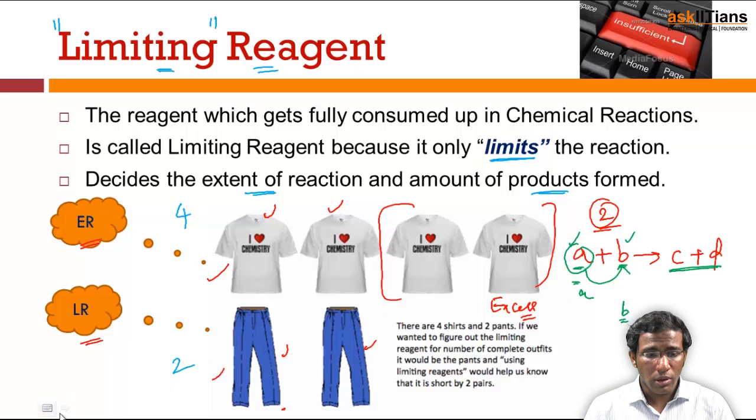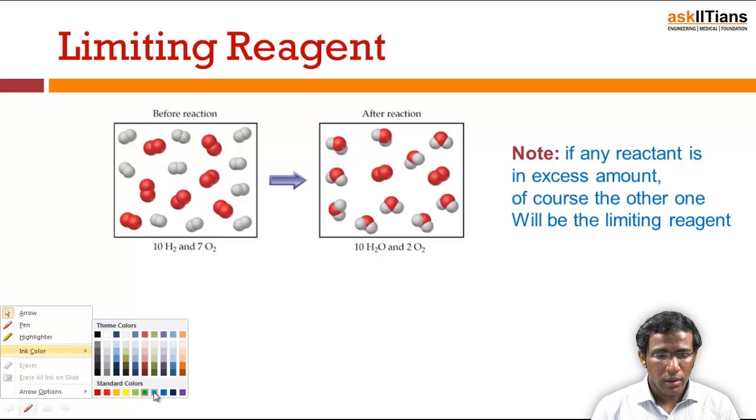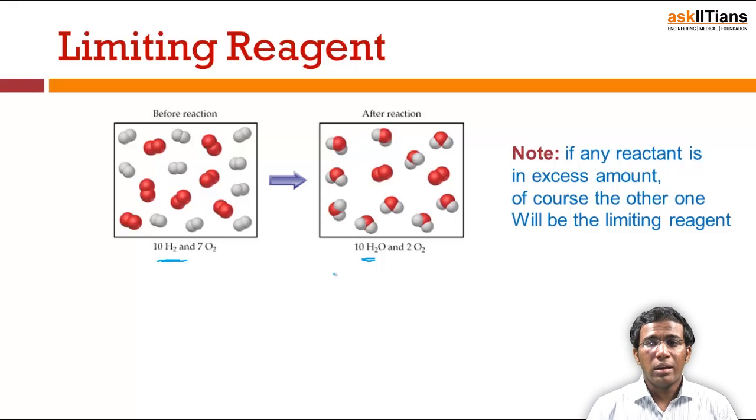So let's understand more about it. Let's take this example. In this I have taken 10 hydrogen molecules and 7 oxygen molecules, and as a result I got 10 water molecules and 2 oxygen molecules. So let's understand what is the limiting reagent in this chemical reaction. This is the situation before the reaction and this is the situation after the reaction.